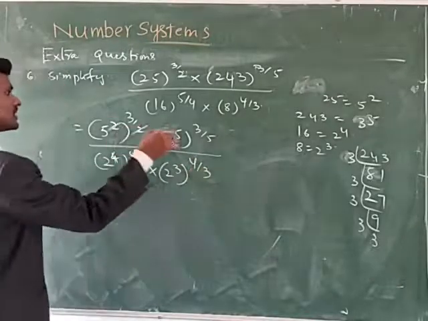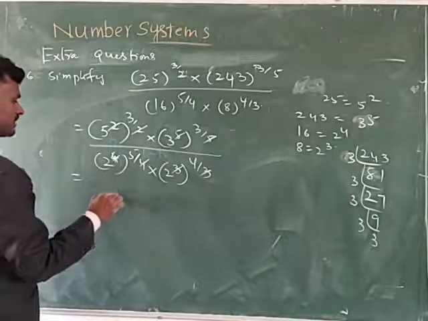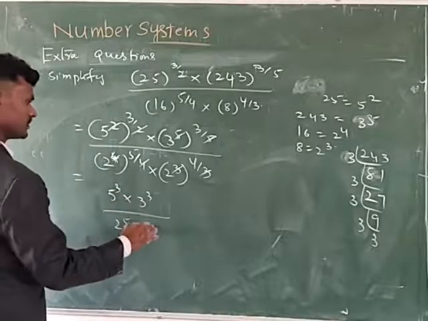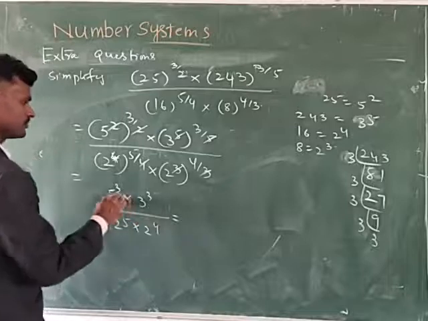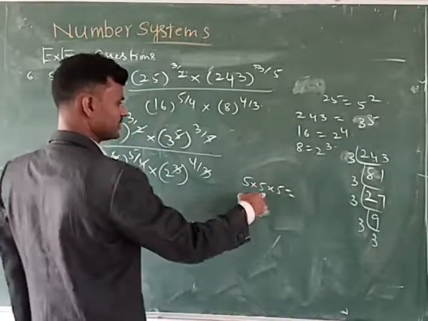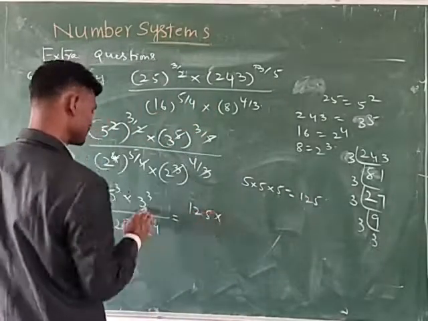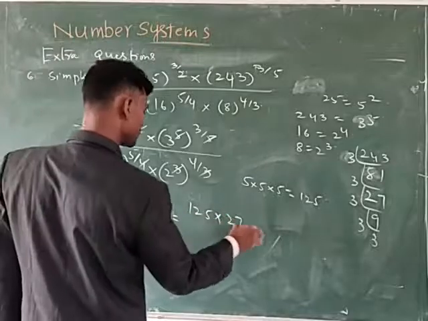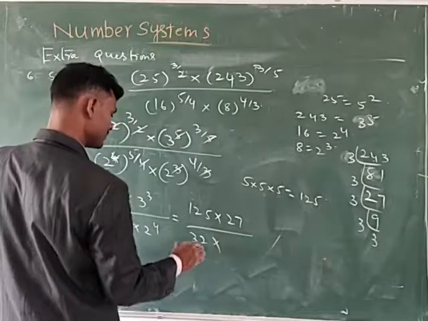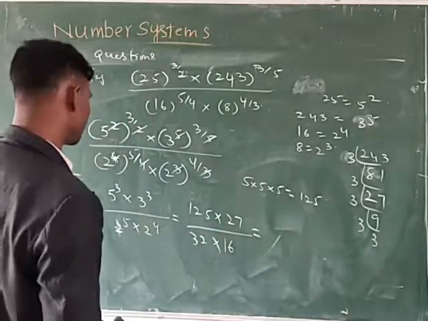Now 2 cancel, here 5 5 cancel, 3 3 cancel, 4 4 cancel. Now rewrite 5 cube into 3 power 3 by 2 power 5 into 2 power 4. Here 5 cube means 5 into 5 into 5, 5 5s are 25, 25 into 5 is 125, into 3 power 3 means 27, whole by here 2 power 5 is 32 into here 2 power 4 is 16. Now you have to multiply these two, then you will get the answer.